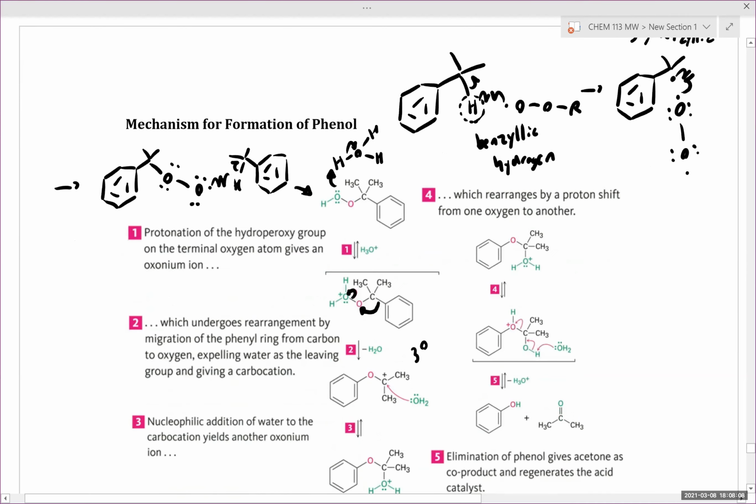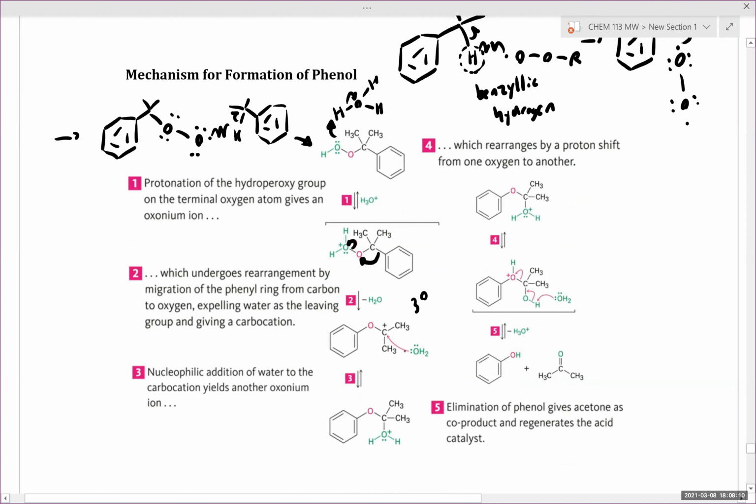From there, an additional equivalent of water can attack our tertiary carbocation. And from here, we have to do a quick proton transfer in order to set our substrate up for the second step. So first, we protonate one of our alcohols and we deprotonate the other alcohol.